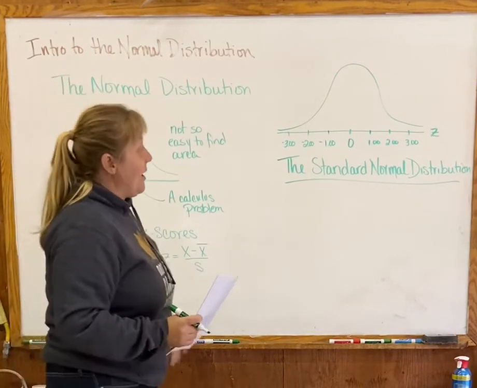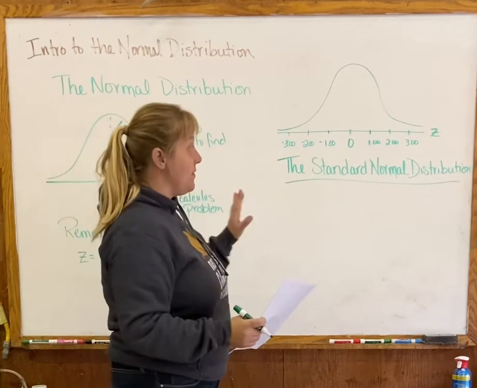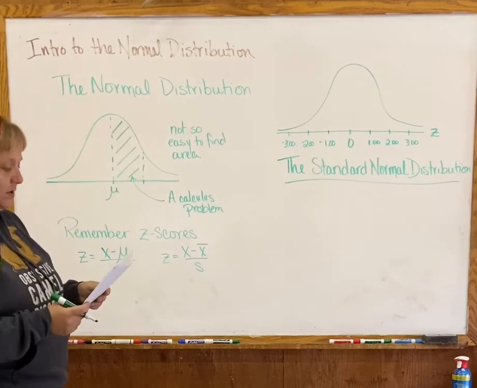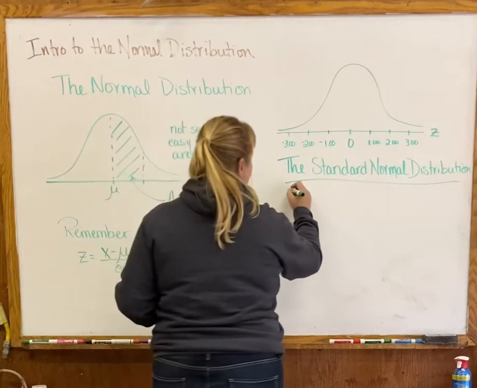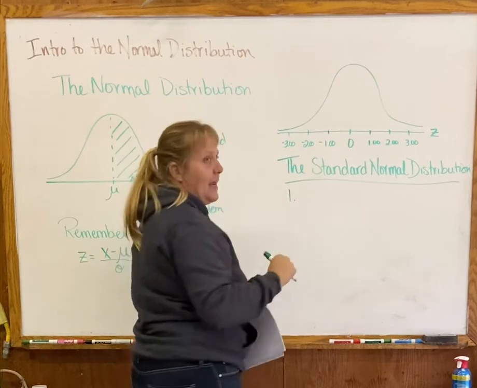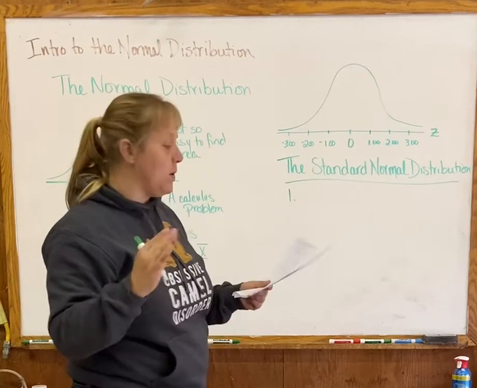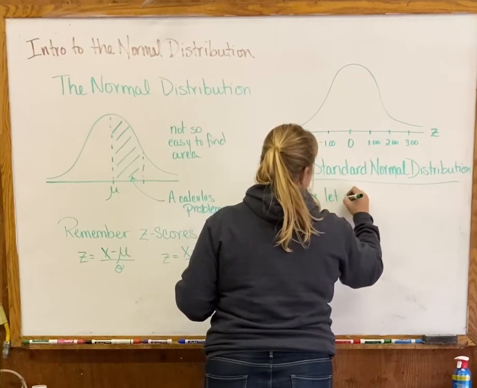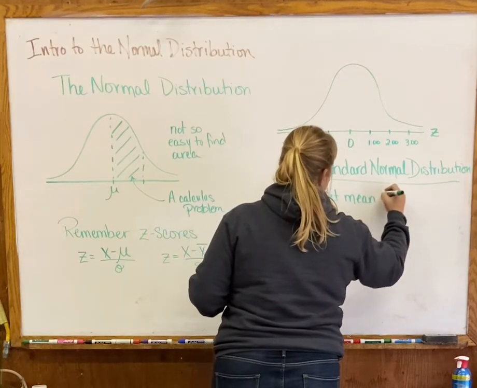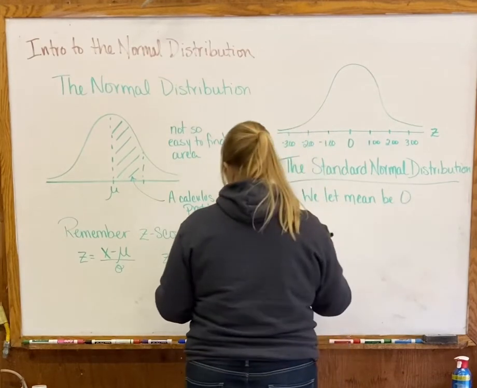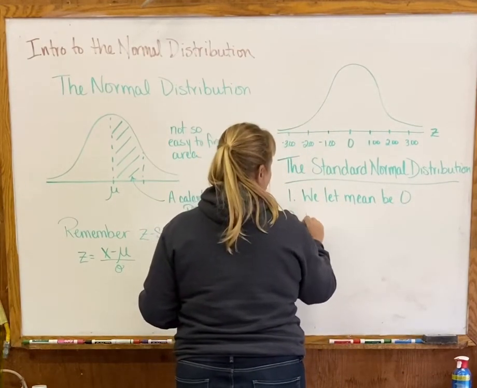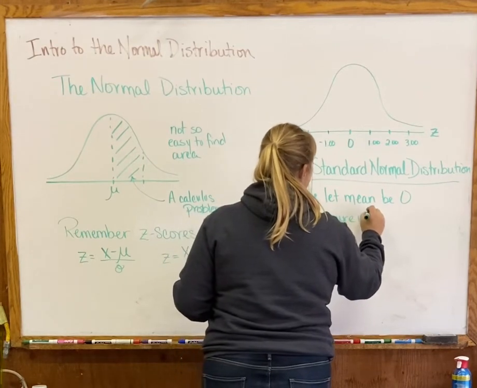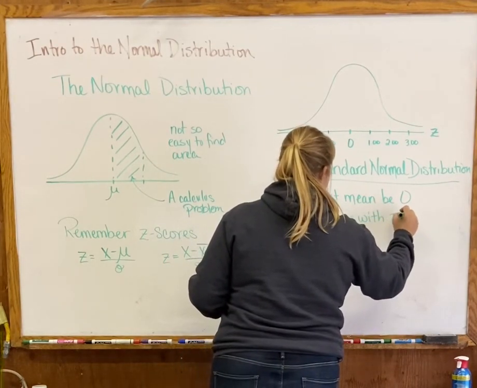Okay, now in the standard normal distribution, there's just a couple things that are different from the regular normal distribution. So notice here that the mean, we're now going to let equal 0. So it's still in the middle, but we're going to let the mean equal 0. So we let mean be 0. And here we measure with z-scores.